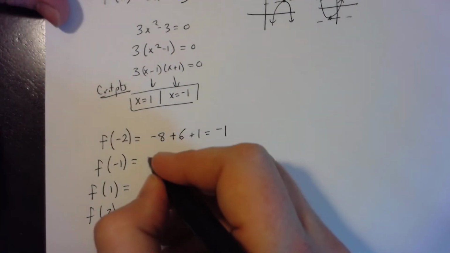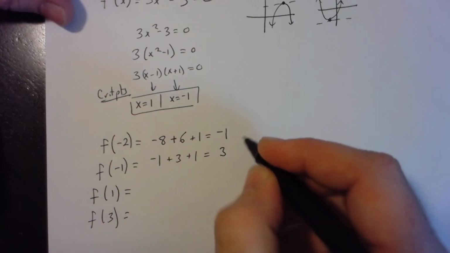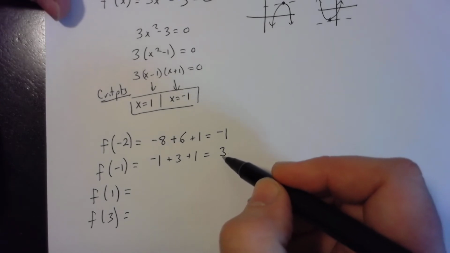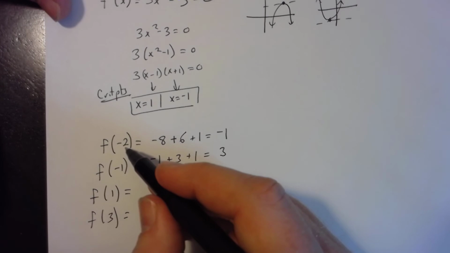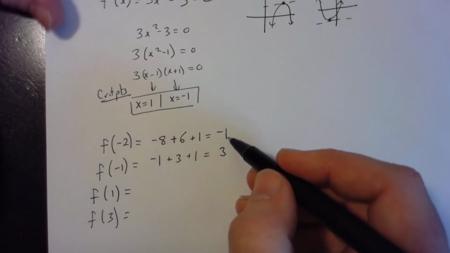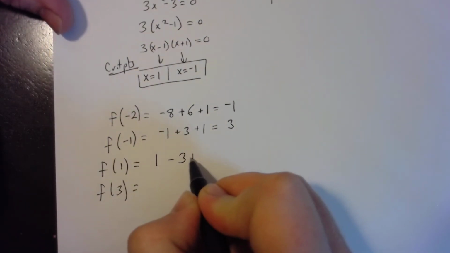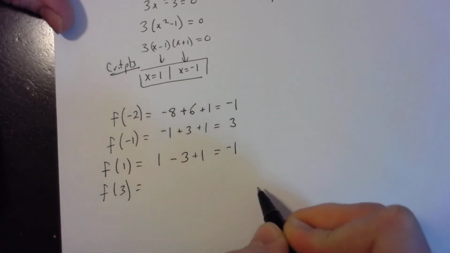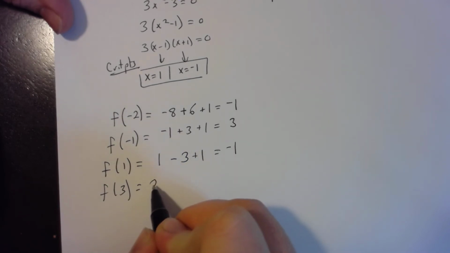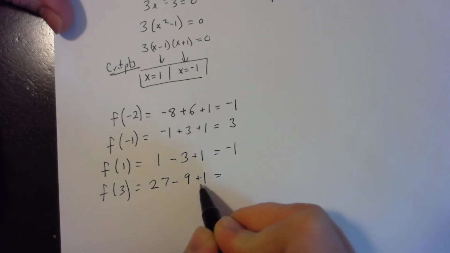So let's plug in -1 next, providing me with 1 and then plus 3 and then plus 1, giving me a value of 3. So again, so far it appears as though the x value of -1 is going to provide us an absolute maximum of 3, and the x value of -2 is going to provide us an absolute minimum of -1. Now this isn't guaranteed, so I'm going to have to check these other 2 points as well. So when I do that, I get 1 minus 3 plus 1, which is going to provide me with a -1 there as well. And when I plug in 3, let me double check that, yeah, I'm going to have 27 minus 9 plus 1. That provides me with 18 plus 1, which is 19.